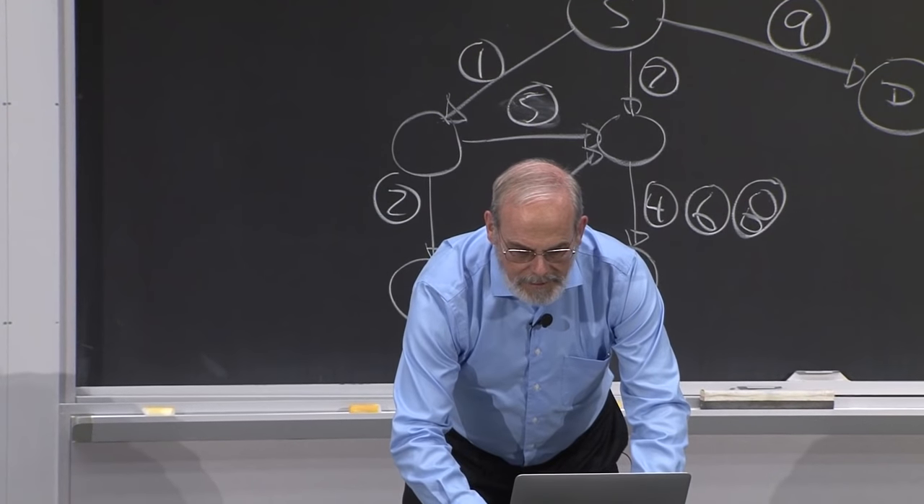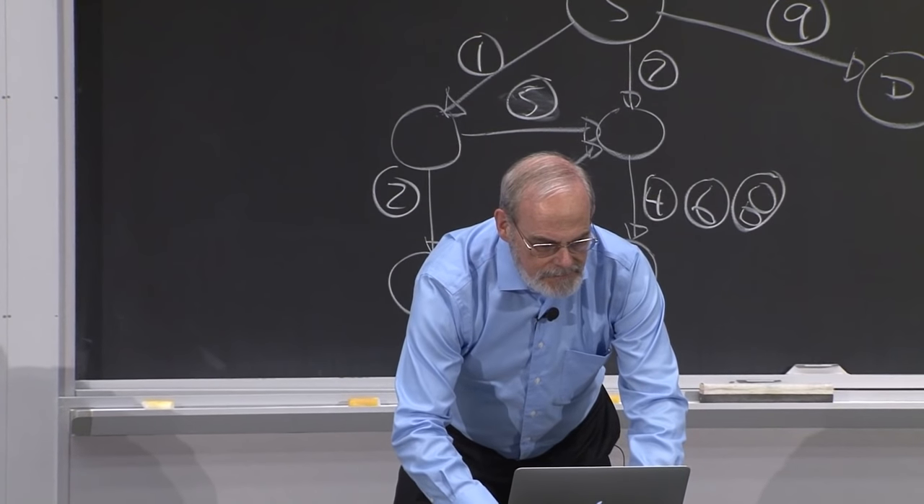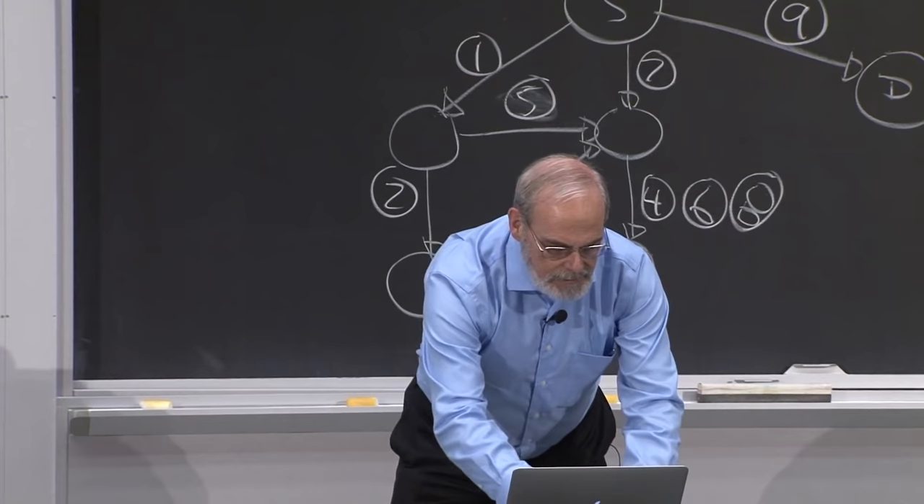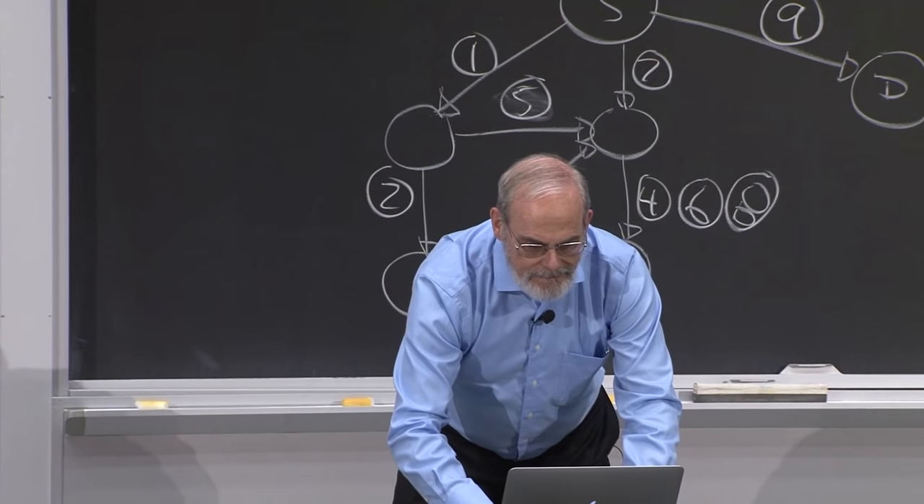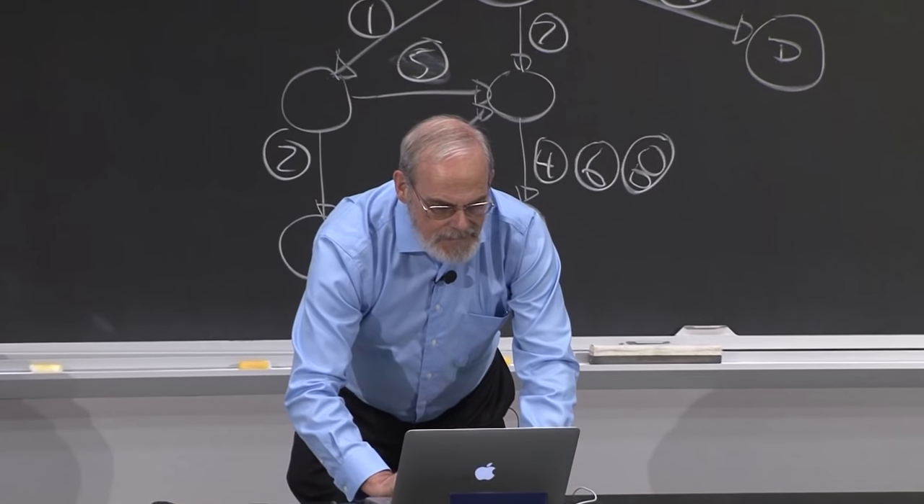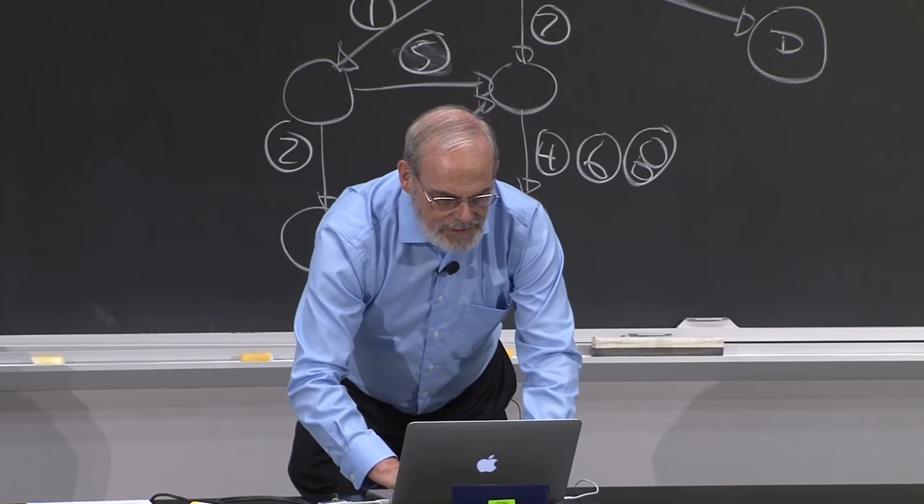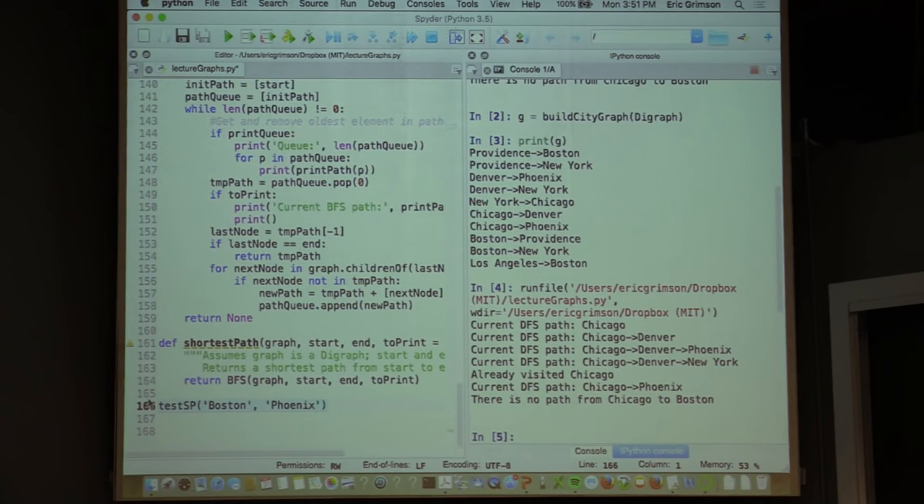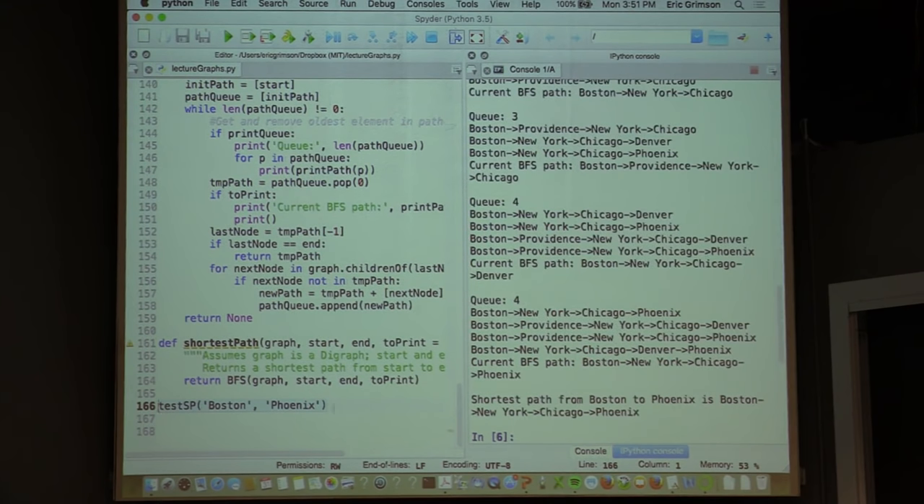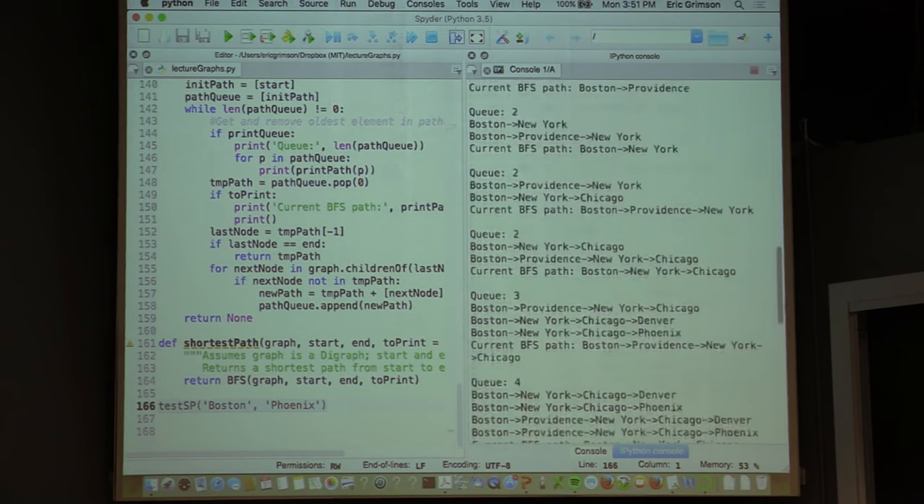So I'm going to go back over to Python where I've got a version of this. I'm going to comment that out. And down here in breadth first search, I've actually added a little piece of code that I don't have in the handout that's going to print out the queue as well, so we can see what happens when we call this. So let's take a look at it.